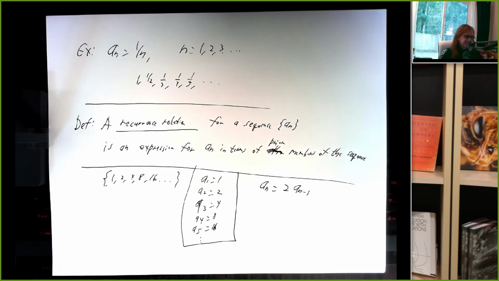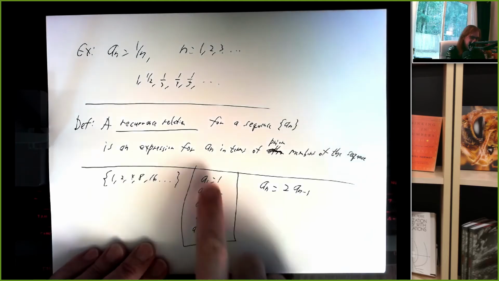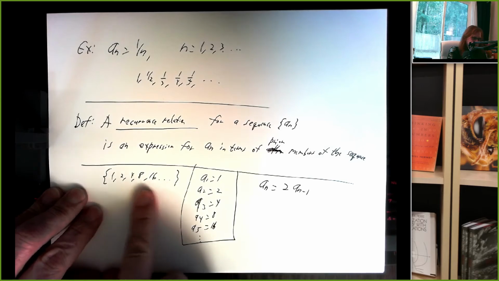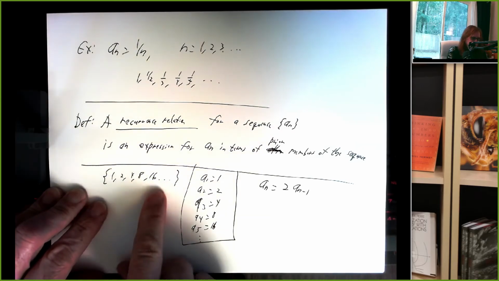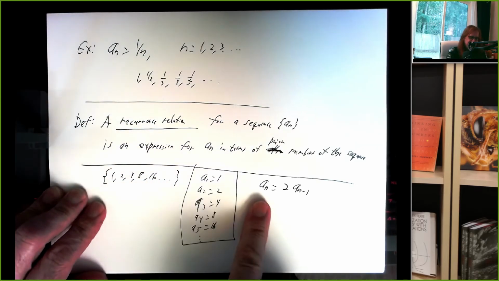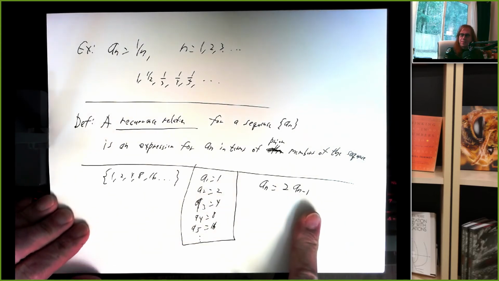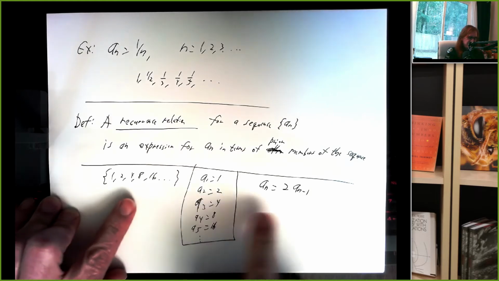So a recurrence relation for a sequence describes each term as some function or combination of prior terms in the sequence. So for example, here's a sequence of integers, and it's described by the recurrence relation that the nth term is twice the n minus first term. Okay, everybody see that?